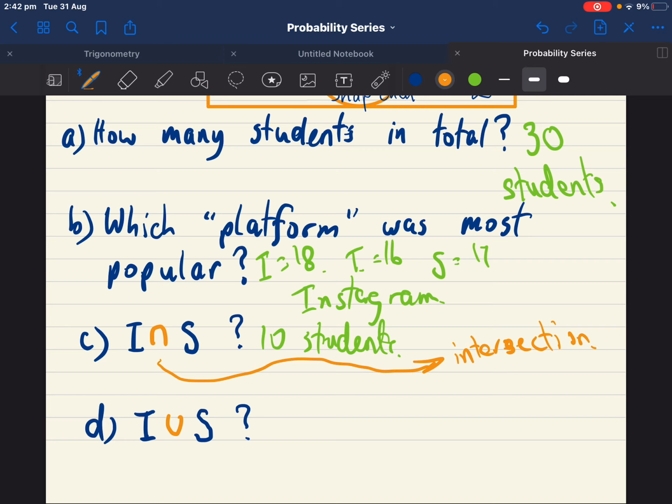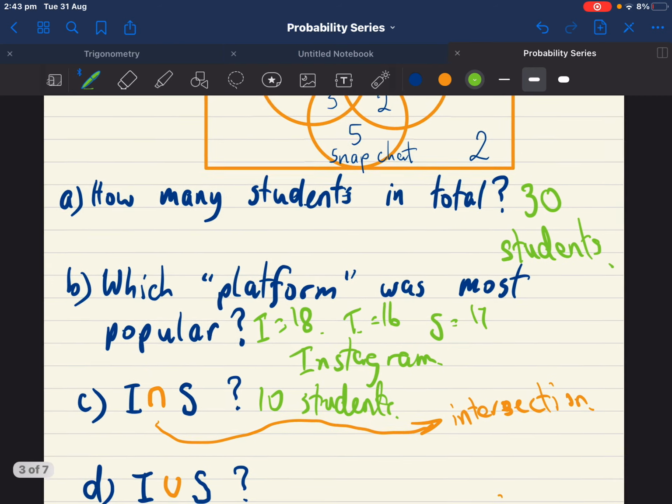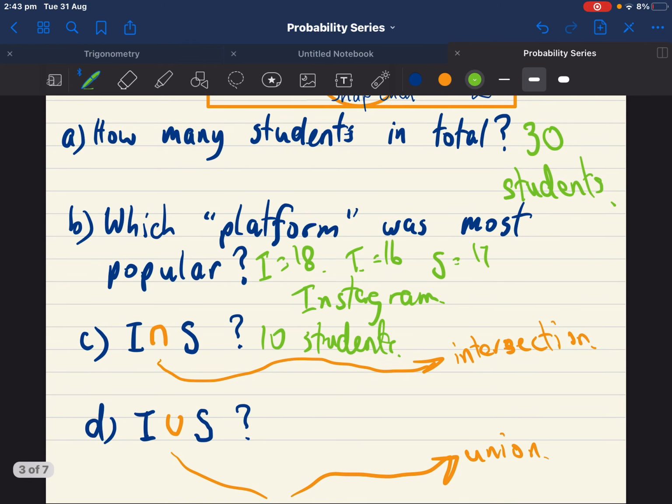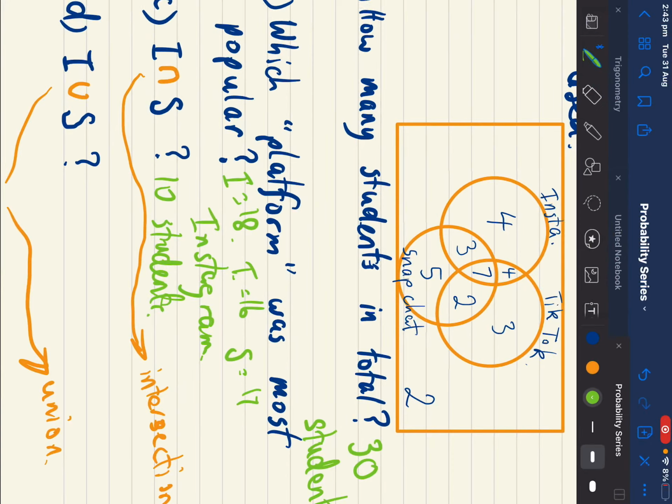The bottom question, which I was equally as lazy with, that symbol there stands for the union, the combination of both sets. So for this final one, we're after the union of the Instagram and Snapchat sets. So what's the combined total? So where part C is asking us how many students use both, part D is asking us, well, how many students used Instagram or Snapchat? They don't have to use both, but in total, how many students are using Instagram and or Snapchat?